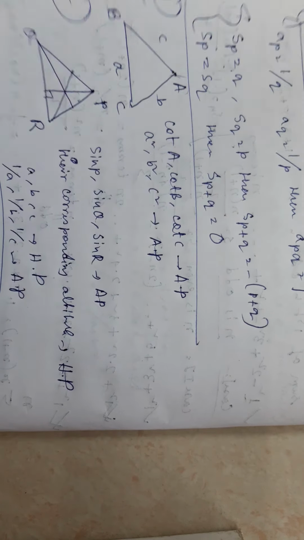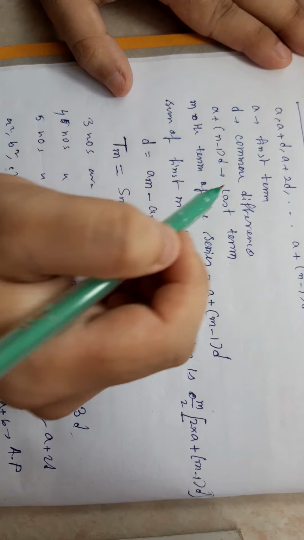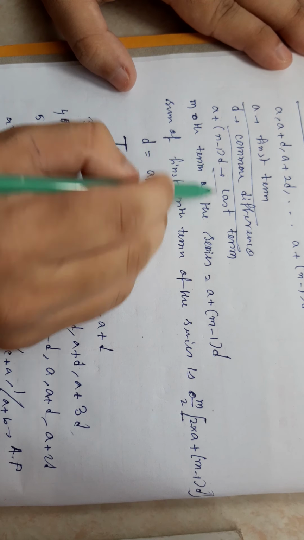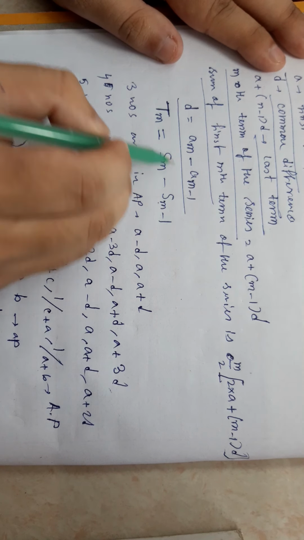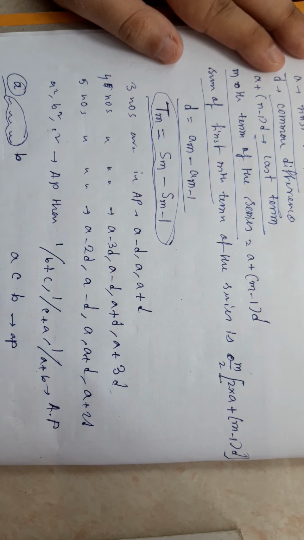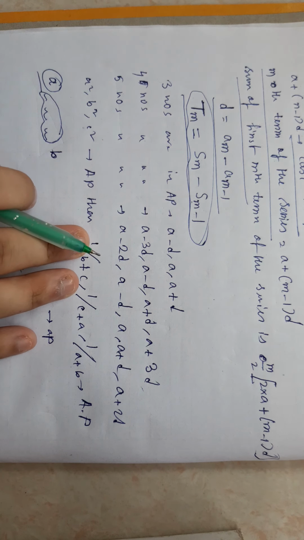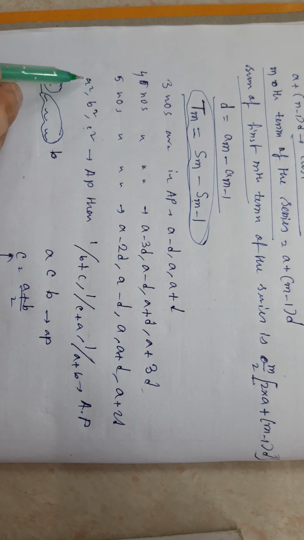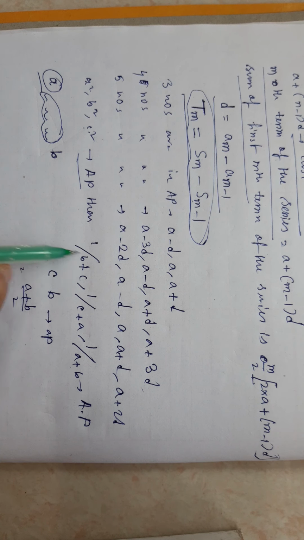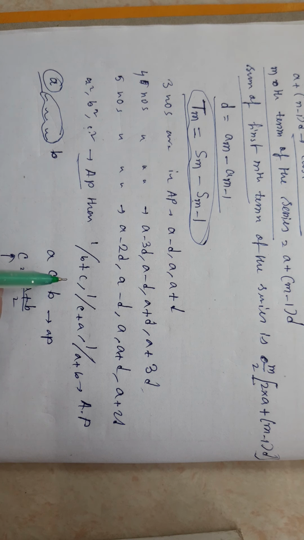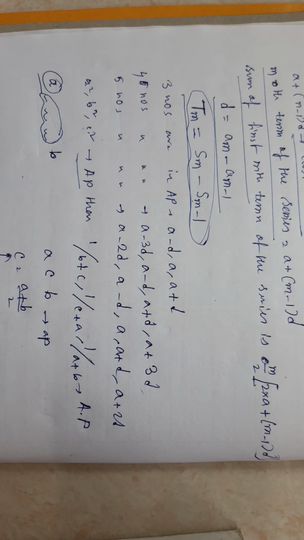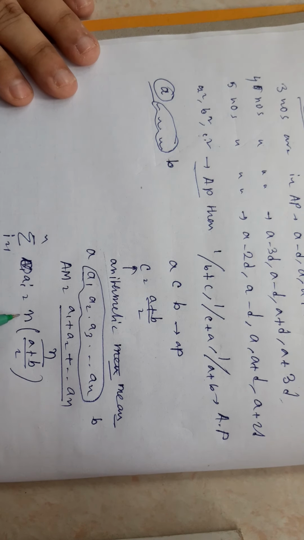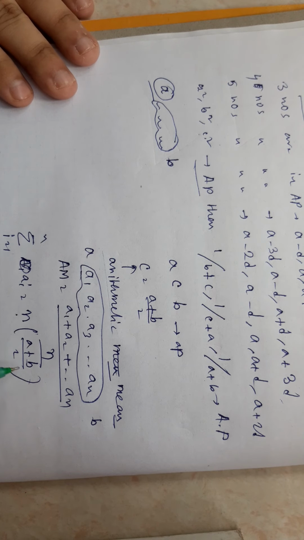So what we taught today: the first term, the common difference, the last term, the mth term of the series, the sum of the first m terms of the series, what D is, what Tm is, and how to take 3 numbers, 4 numbers and 5 numbers in AP. If a square, b square, c square are in AP, then 1 by (b plus c), 1 by (c plus a) and 1 by (a plus b) are in AP. And we know the sum of an arithmetic progression is nothing but n into the average of the first and last terms.